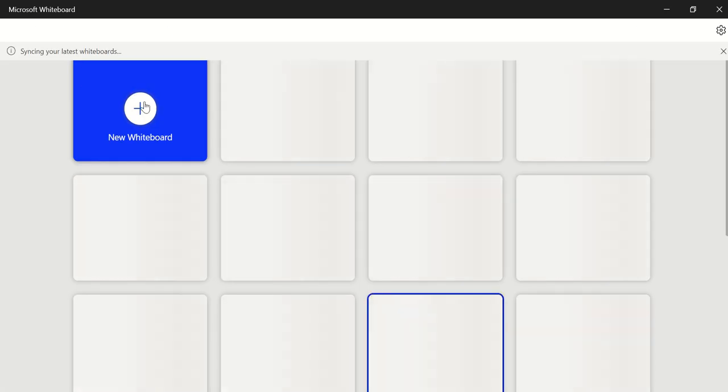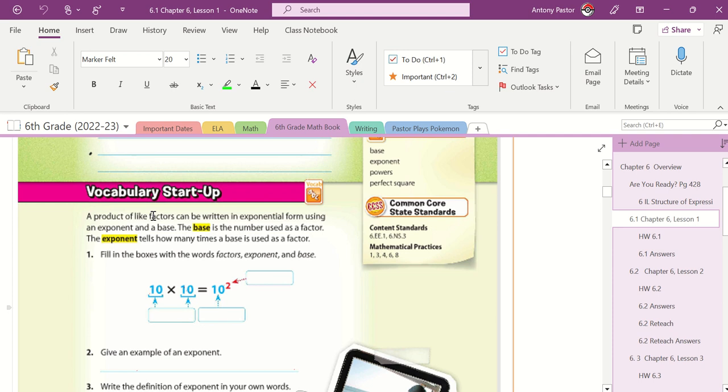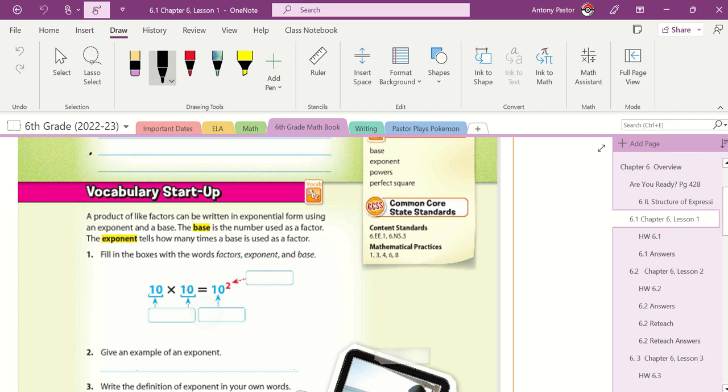So let's go ahead and go over base one more time. A product of like factors can be written in exponential form using an exponent and a base. The base is the number used as a factor. The exponent tells us how many times a base is used as a factor. In English terms, again, the bottom number, or the bigger number, the larger number, I should say, is the base. So this 10 would be our base. So I'm going to see if I can write base down here. Base. Our 2 is our exponent.